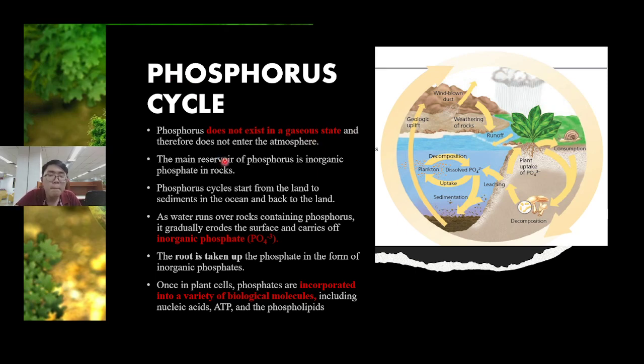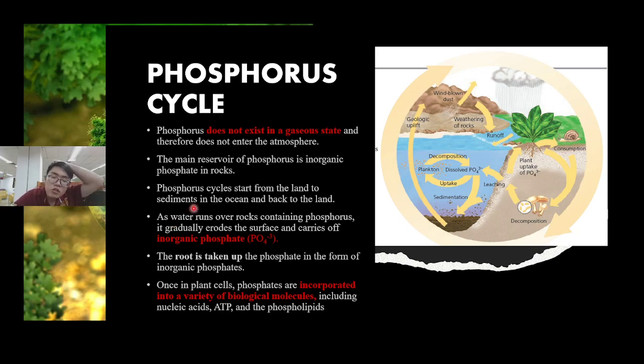Okay, so the main reservoir of phosphorus is in the rock. It is the same as carbon. The main reservoir is in the rock. So this is the rock. The phosphorus cycle starts from the land and then goes to the sediment, and then to the ocean, and then back to the land. So from the land, to the consumer, and then back to the sediment, back to the ocean, and then back to the land. Like that, one cycle.